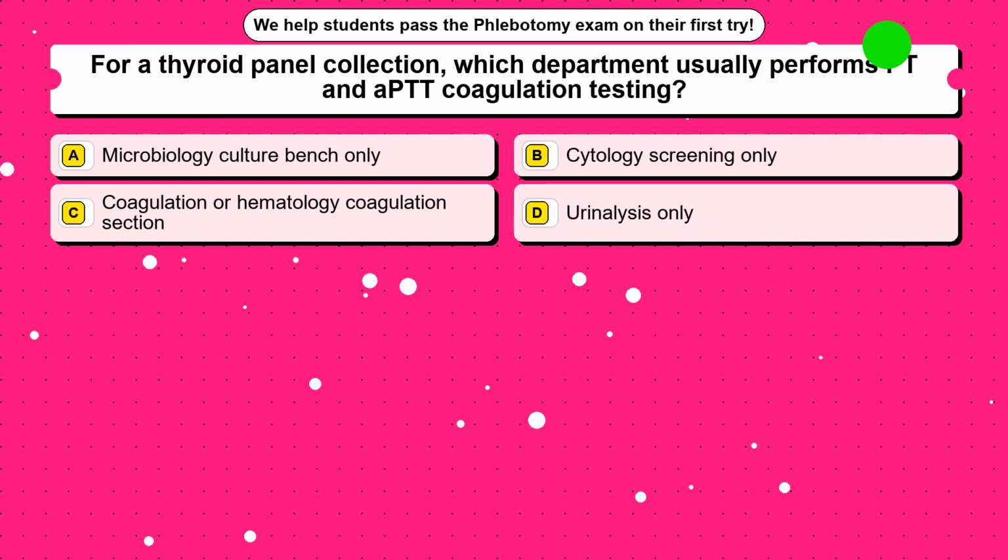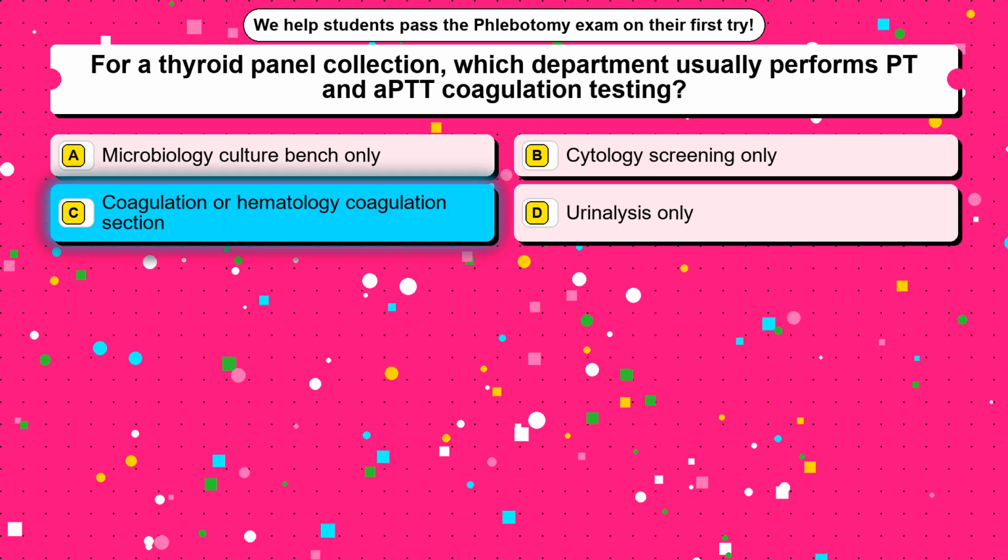Question 79. For a thyroid panel collection, which department usually performs patient and APTT coagulation testing? Option A. Microbiology culture bench only. Option B. Cytology screening only. Option C. Coagulation or hematology coagulation section. Option D. Urinalysis only. The correct answer is option C. Coagulation or hematology coagulation section.